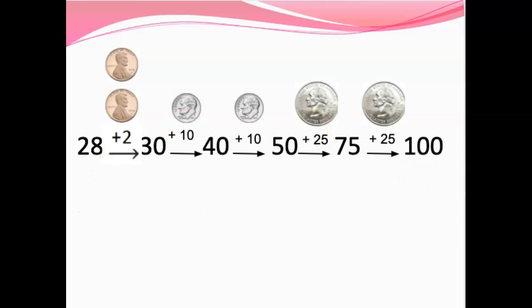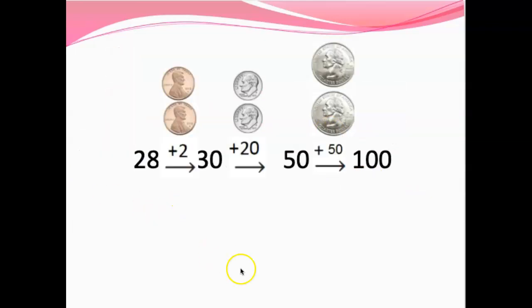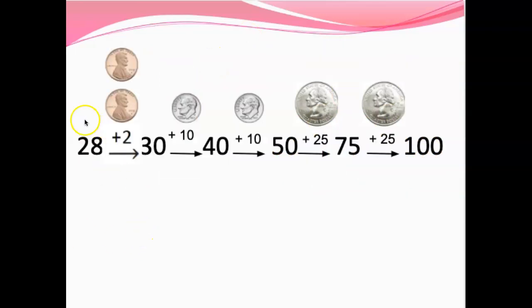Now maybe some of you can do this more quickly in your head and you wrote it like this. 28 plus 2 got you to 30. Then you added 20 or 2 dimes to make 50. Then you added another 50 or 2 quarters to make 100. If you can do this in your head, great. But if you want to use single coins, that's excellent too. Whichever one works best for you.